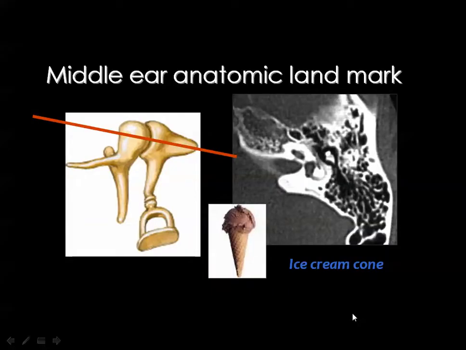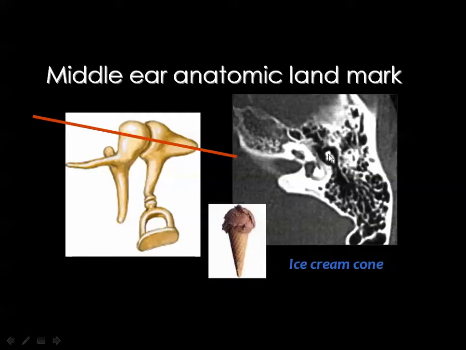Then, in order to understand the anatomy of the middle ear, we should have an anatomic landmark. And this anatomic landmark is known as the ice cream cone. The ice cream cone is formed by dissection running through the ossicles at the level of the head of the malleus and the body of the incus. Then you will get this appearance on CT images, and you see what is exactly similar to the ice cream.